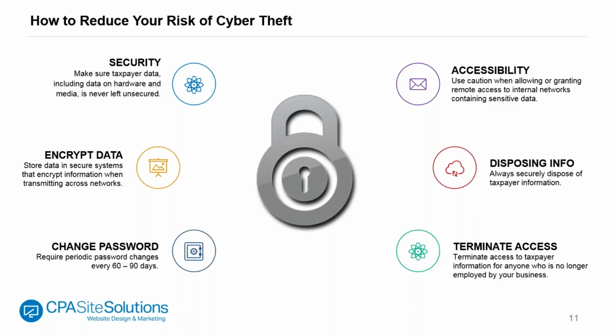Number two, accessibility. I'm on the right-hand side. Make sure that you use caution when granting remote access to internal networks containing sensitive data. If you have employees that are remote, or if you are logging in remotely, you should use a virtual private network. It's not hard to get a VPN, which is its acronym, so that you're not just logging into your computer system from your Wi-Fi network at home without a VPN, because hackers can get into that information while you are logged into that computer.